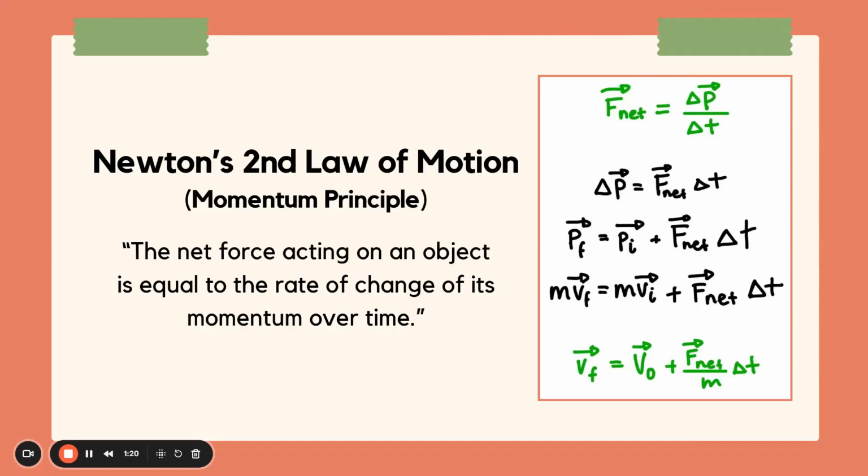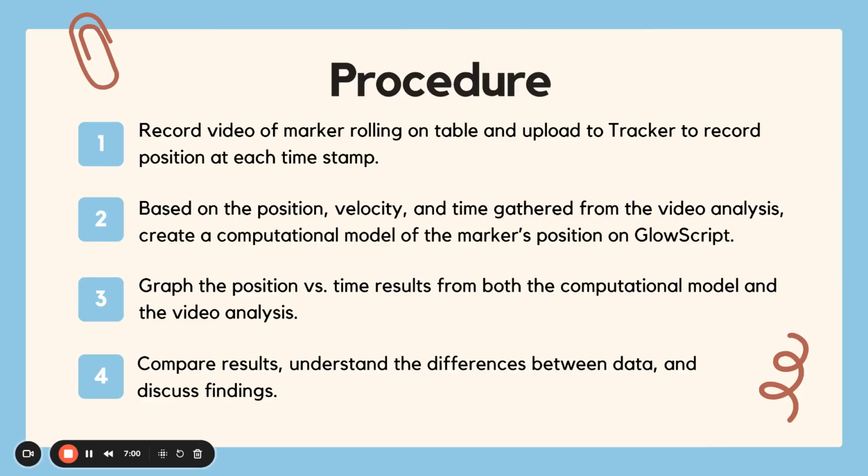Now that we understand this principle, let's see how we can apply it to our lab. First, we recorded a video of a marker rolling on a table and uploaded it to Tracker to record position at each timestamp. Then, based on the position, velocity, and time gathered from the video analysis, we created a computational model of the marker's position in GlowScript. After that, we grabbed the position versus time results from both the computational model and the video analysis. Finally, we compared results and analyzed the difference between the data obtained.